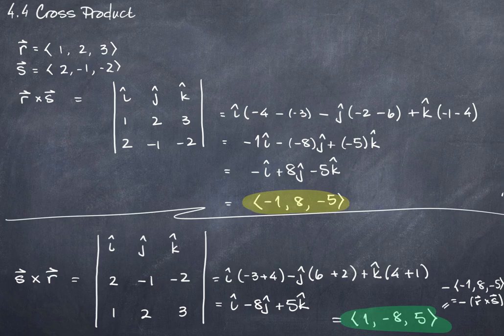Okay. Now, as it turns out, that's always going to be the case. I have not proved that with this one example, but it turns out that that's always going to be the case. These two cross products are not the same. They're similar, they're related, but they are not identical. You cannot say R cross S equals S cross R, or U cross V equals V cross U. It's just not true. It's not always true. So that's one caveat.